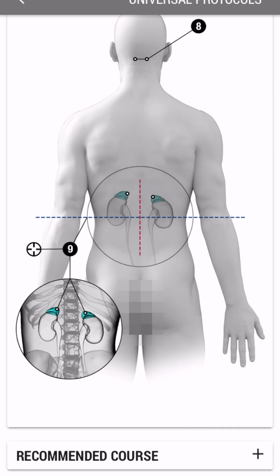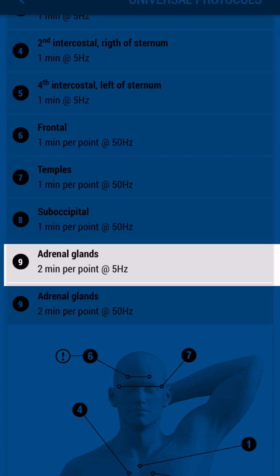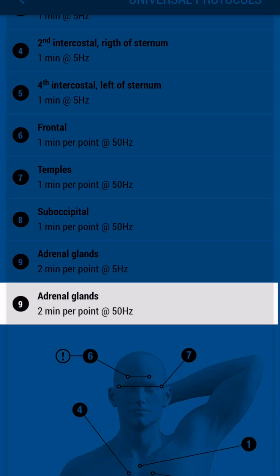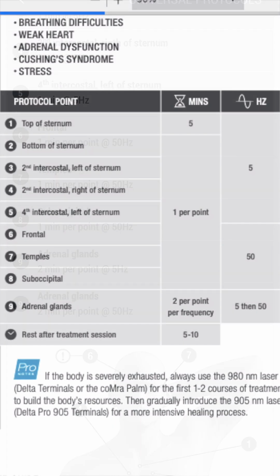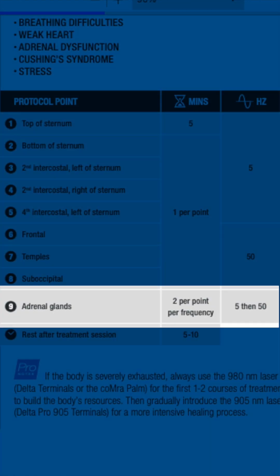So it takes a little bit of finesse and practice to get used to it, but I'm going to show you the basics. It says 2 minutes per point at 5 hertz. And then right under it, it says 2 minutes per point at 50 hertz. You're going to notice on the PDF, it says 2 minutes per point per frequency.